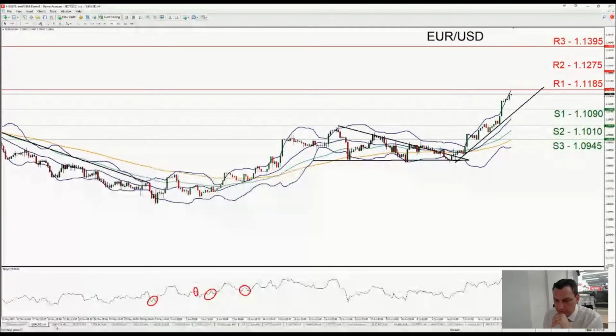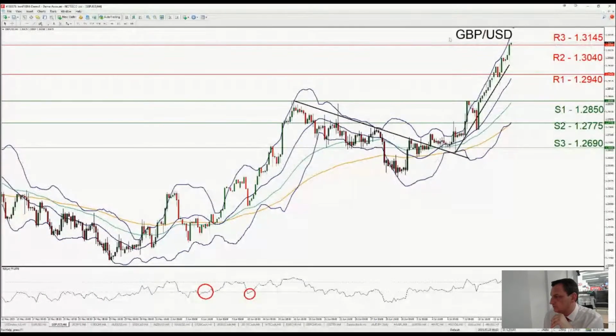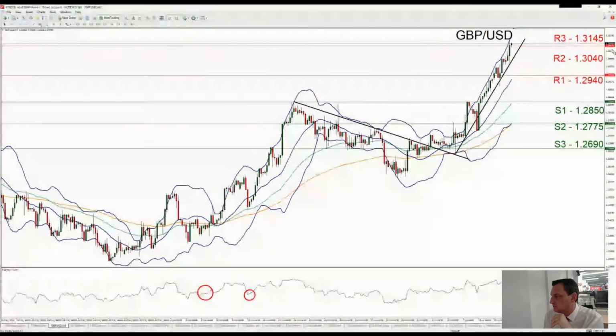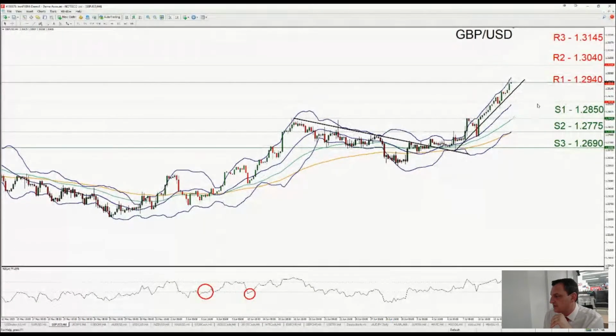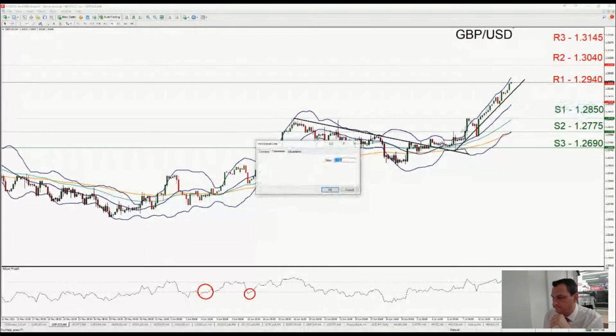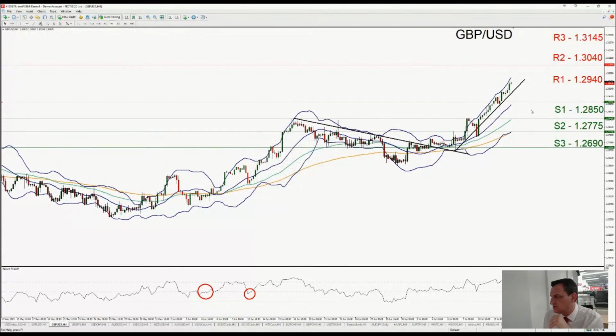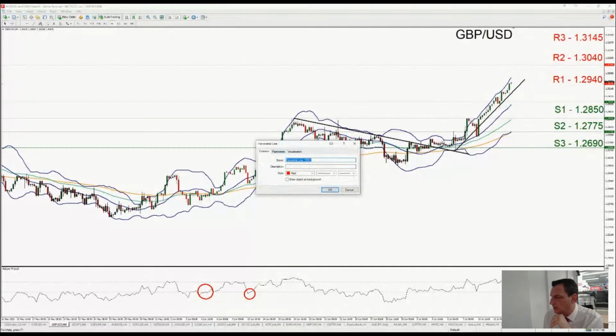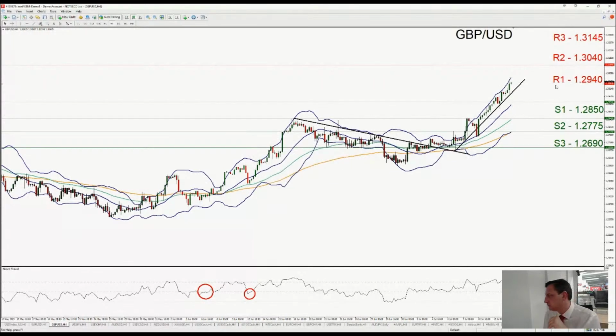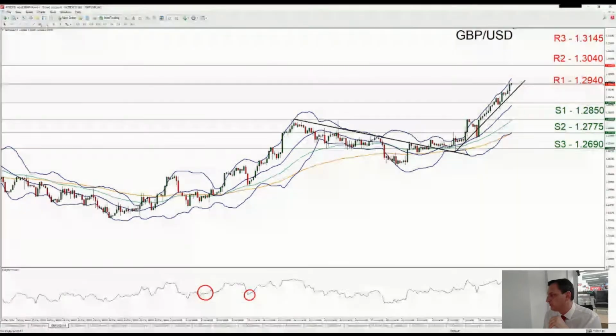Let's have a look at GBP USD. Whoa, that's intense. Okay, that's clear upward movement here. Even more intense than the euro, in my opinion. It's characteristic that the price action was able to break through the 1.2850 and the 1.2940. Sorry, the 1.3040.